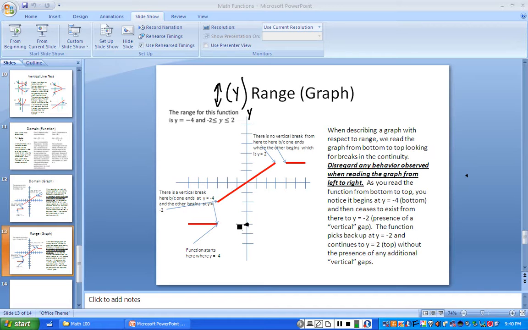Well, from here I can go left and touch the graph, but if I go up just a little bit above it, I'm not able to touch any graph left or right. I'm not able to touch the graph again till bam, right here. Now I'm touching the graph again, going left or right. When we're talking range, we're talking up and down.